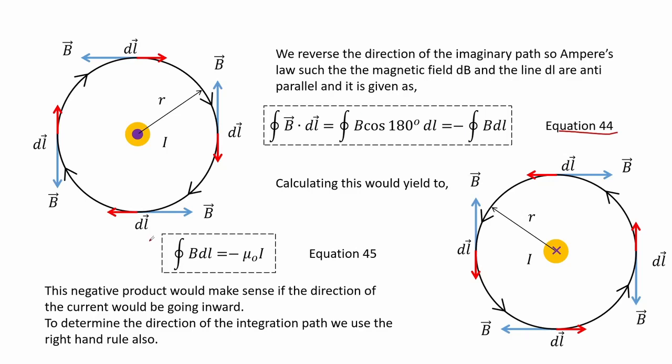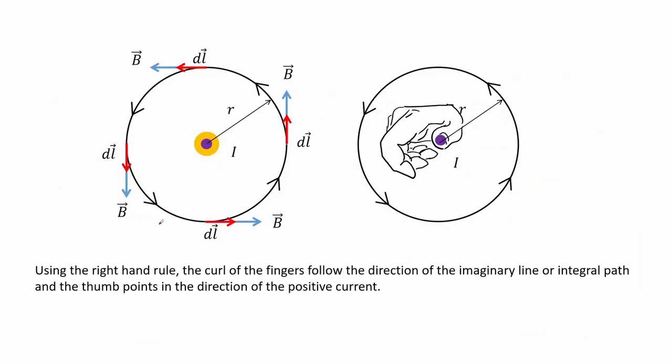This negative product would make sense if the direction of the current were going inward. To determine the direction of the integration path, we use the right-hand rule also. Using the right-hand rule, the curl of the fingers follows the direction of the imaginary line or integral path, and the thumb points in the direction of the positive current.